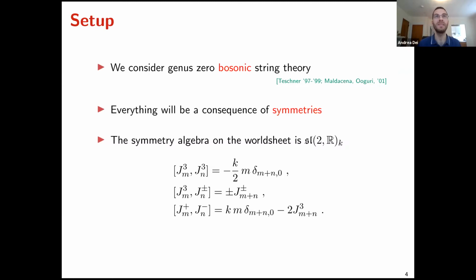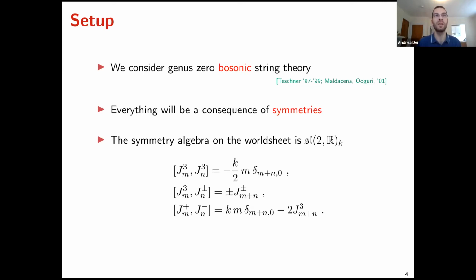Now, everything I will say in this talk is just a consequence of the symmetries of the model, nothing else. And in particular, what is important is the symmetry algebra of the CFT living on the worldsheet. So I told you it is a CFT, so the symmetry algebra is SL(2,R) at level k. So here on the screen, you have some commutation relations of the currents. It's not important that you memorize them. The details are not relevant, but I wanted to include them since everything I will say is essentially just a consequence of these commutation relations.